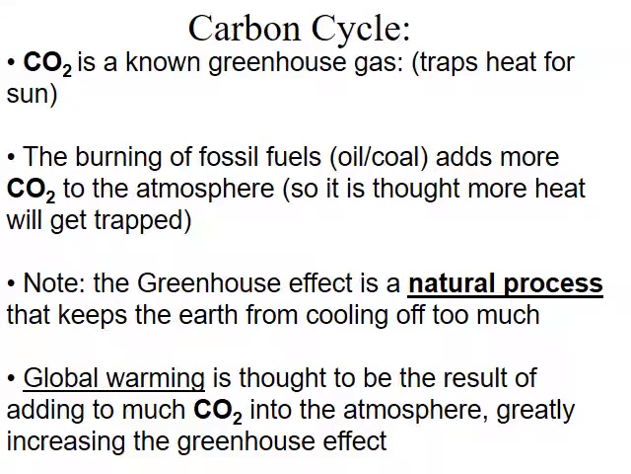Carbon dioxide in the carbon cycle is also known as a greenhouse gas, and a lot of people think that because it's a greenhouse gas, it's inherently bad. And that's not necessarily the case. Greenhouse gas is the name for any type of gas that has this tendency to trap heat from the sun.